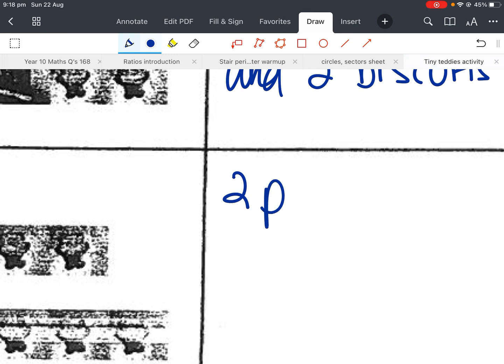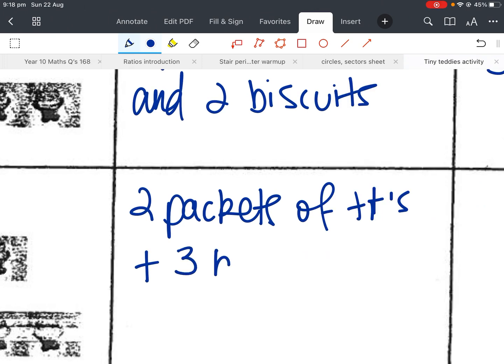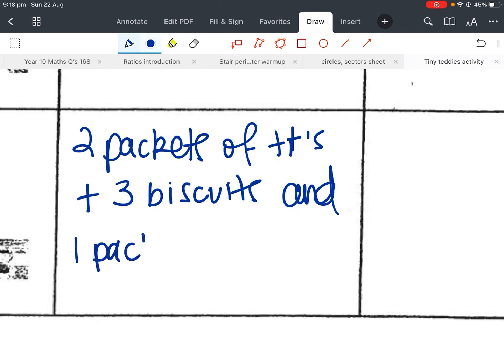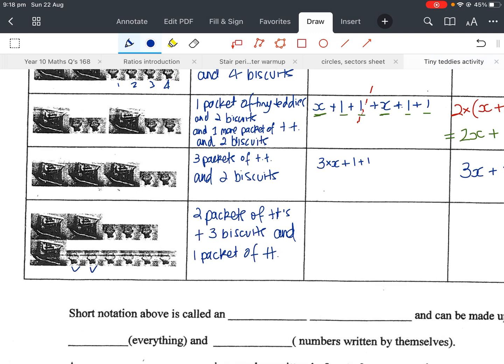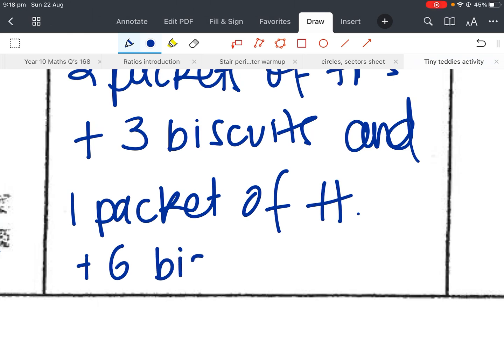So I'm going to write 2 packets of TTs, because I'm running out of room, plus 3 biscuits, and 1 packet of TT, plus 1, 2, 3, 4, 5, 6, plus 6 biscuits. Okay, so this is getting into an area of algebra where we can start collecting like terms. Oh, that's supposed to be TTs for tiny teddies.